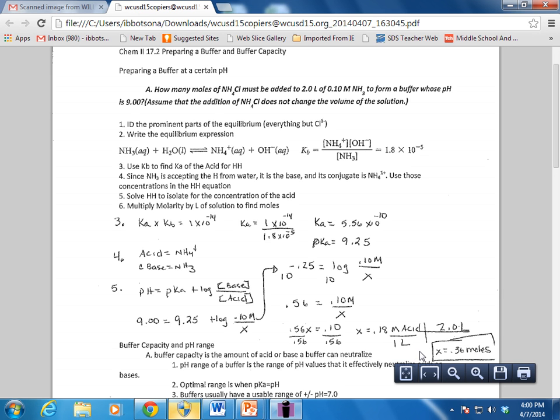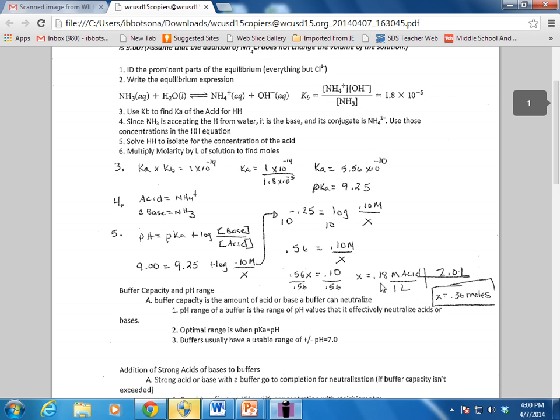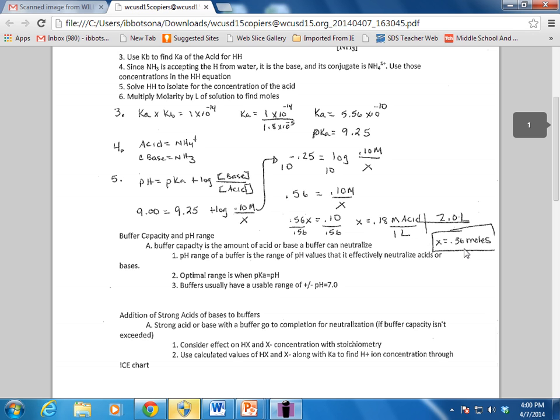Here's where the 2 liters come in. I need to know the moles of NH4Cl that I needed. So I took what I got from solving that, the 0.18 molar, which is moles per liter, and multiplied by the liters of solution, because they told me in the original that the buffer volume was 2.0 liters. When I did that, I got 0.36 moles of ammonium chloride. That's what I would have to measure out to get that buffer. A couple things that are interesting: the closer your pH is to your pKa, the more effective the buffer is at neutralizing. Notice those are within 0.25 of each other.